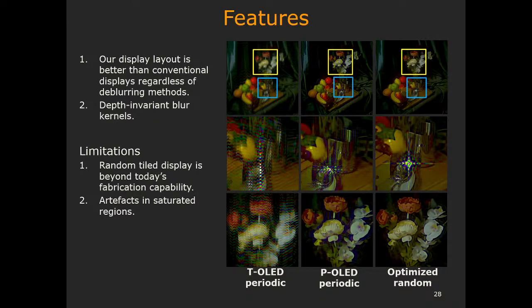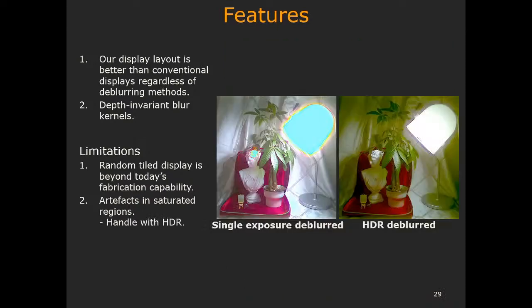All display layouts produce artifacts in the saturated regions. In the second row of this example, the metal produces flares, and all three deblurring results are endowed with artifacts. This is because saturated pixels break the linearity of the imaging model. We can handle saturation using HDR photography.